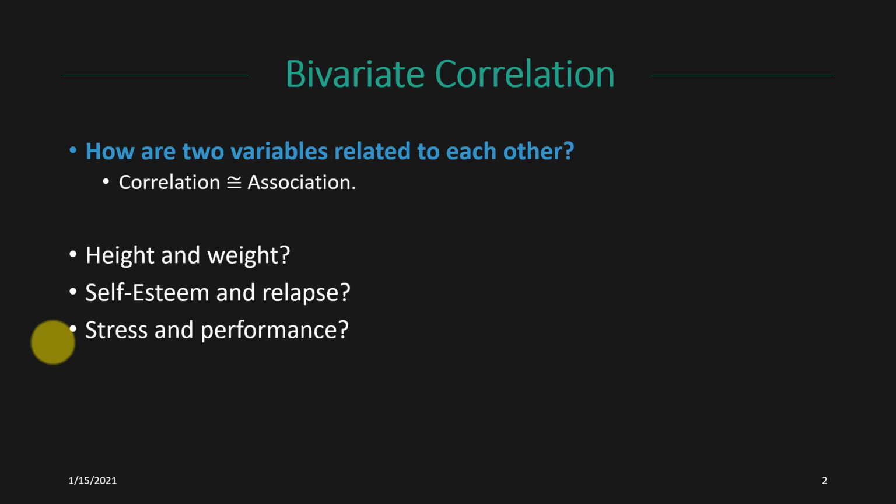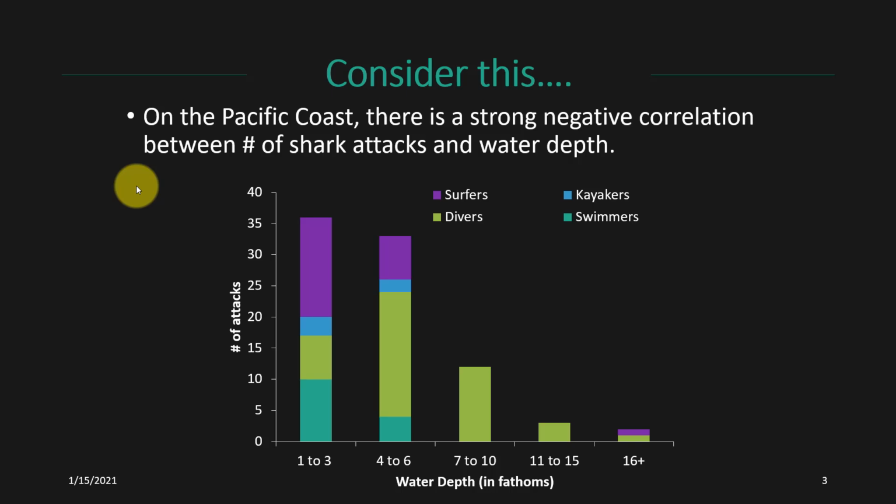What we're going to focus on today is when we have continuous interval or ratio data, and we're trying to look at the association between those variables. So as one example, to get us started, just conceptually with what a correlation is and some of the problems that we face when we're calculating correlations, let's think about the relationship between water depth and shark attacks. This is based on some real data from several years ago, but in the Pacific Ocean, there's a strong negative correlation between the number of shark attacks and water depth.